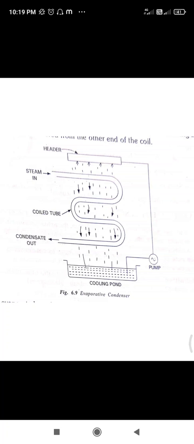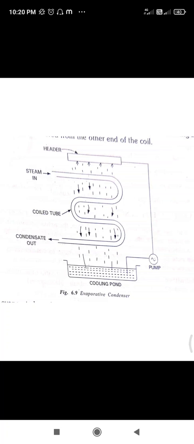The evaporated quantity of water is compensated with fresh cooling water. The condensate is recovered from the other end of the coil. Evaporative condensers are used in small plants. Now let's see the last type, the regenerative type condensers.